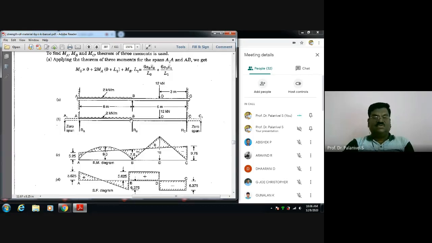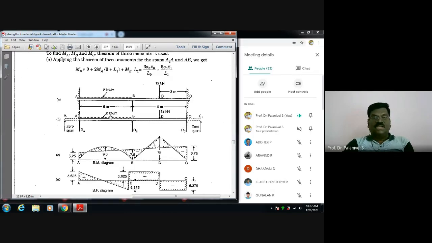First, consider these two spans and apply the theorem of three moments. Next go to spans AB and BC and apply the theorem of three moments. Next go to spans BC and CC1 and apply the theorem of three moments. You will get three equations. Solve the equations for the unknowns A, B, and C, and then determine the support reactions. You know how to determine support reactions.